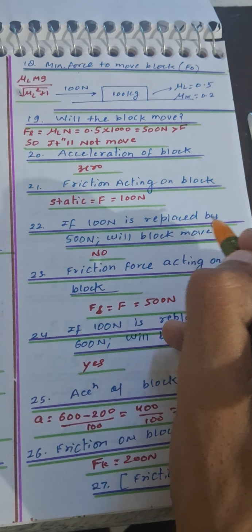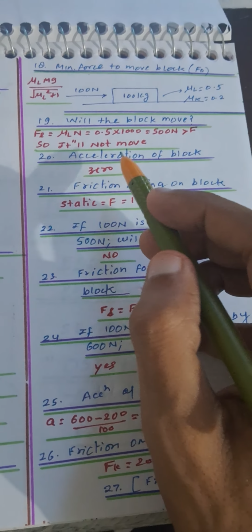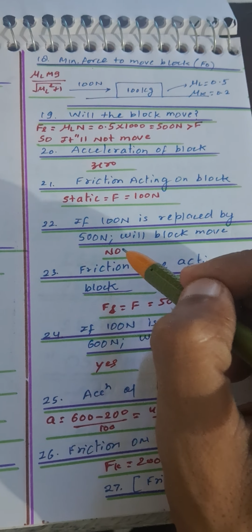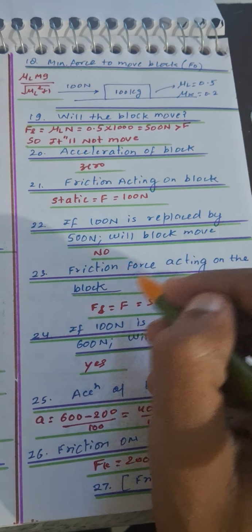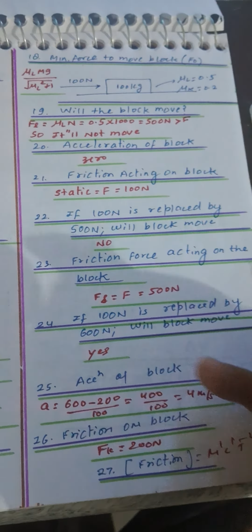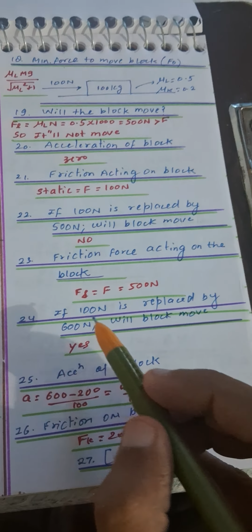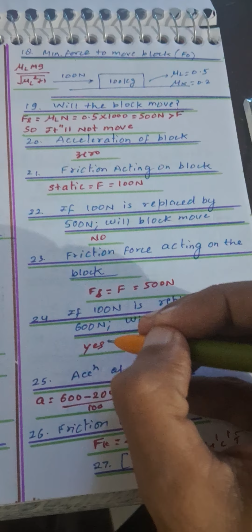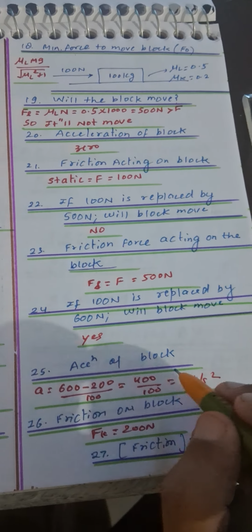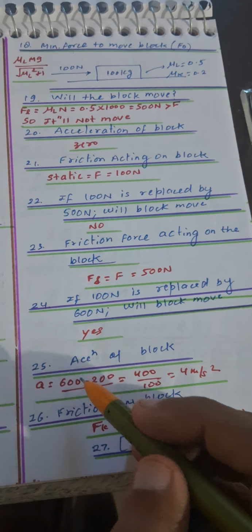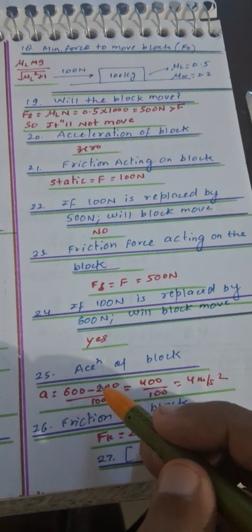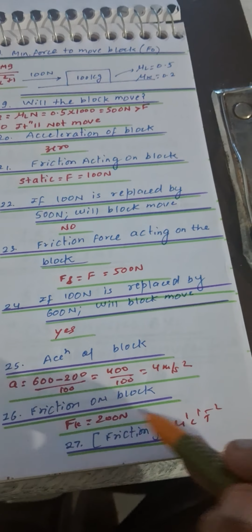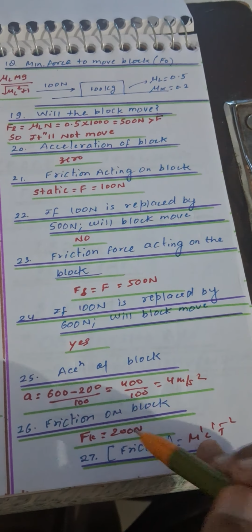Now if 100 is replaced by 500, will the block move? It will still not move because limiting friction is 500. It will be just at a tendency of moving, but it will not move. Then friction will obviously be minus 500 because net force is 0 and acceleration is 0. Now the interesting case: if 100 is replaced by 600, it has crossed the limit of limiting friction, so it will certainly move. Acceleration of the block will be net force, 600 minus kinetic friction, which is 200, divided by 100. After solving, acceleration will be 4. Then friction on the block will be kinetic, 200 Newton.